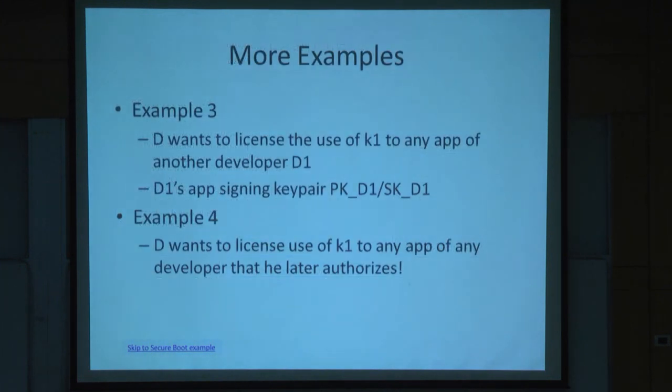Okay, so I'm not going to go through other examples, but you can imagine other cases as well. So you can say, well, the developer not only wants to authorize his applications, but he gets into some licensing business and he wants to authorize a different developer, D1's applications as well. And then you can go further and say he doesn't even know who he wants to authorize, but he wants to allow anybody whom he authorized to have access to this application. You have a toolbox of policy authorize, policy OR, and policy PCR, and you can sort of play with these things.